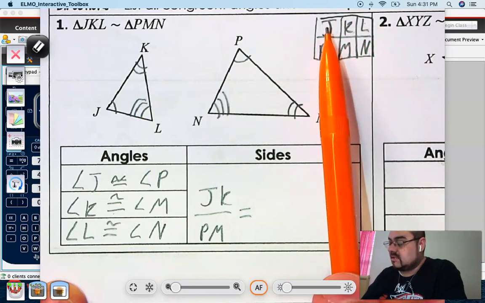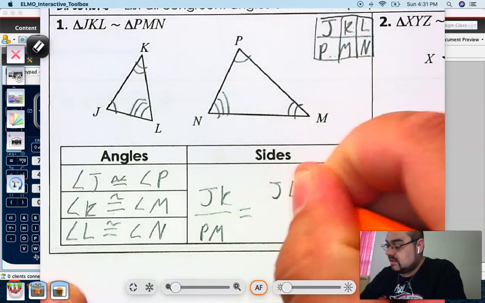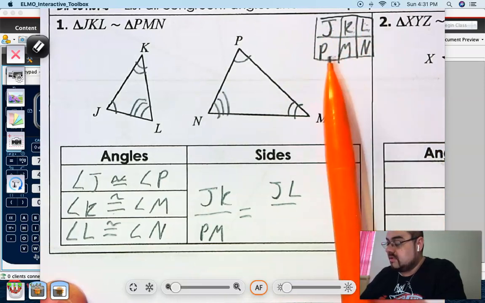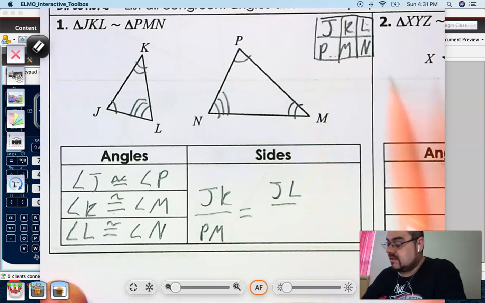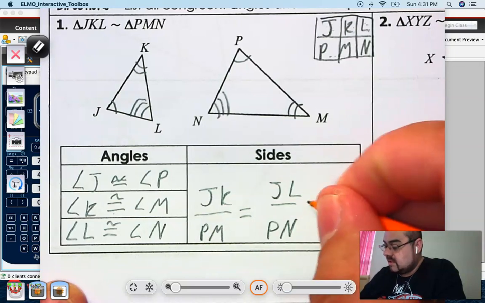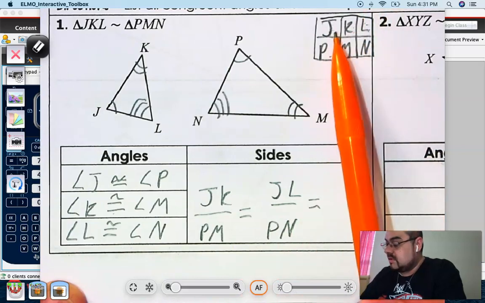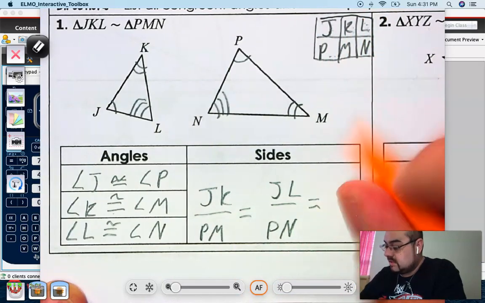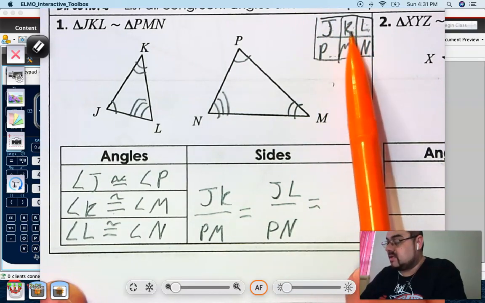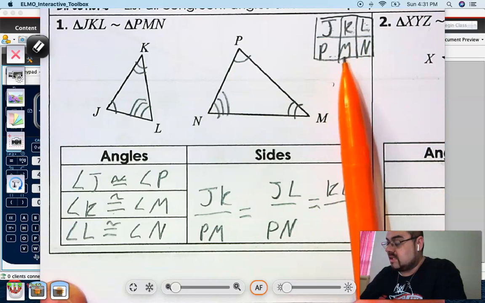Okay, so we had side JK. Now let's use side JL. JL. So side JL is proportional to side PN. They correspond with each other. And since there's 3 sides, I'm also going to say that that's equal to or proportional to KL. That's what's left over because we did JK, we did JL. Now the last possible combination is KL. And that side corresponds to side MN.